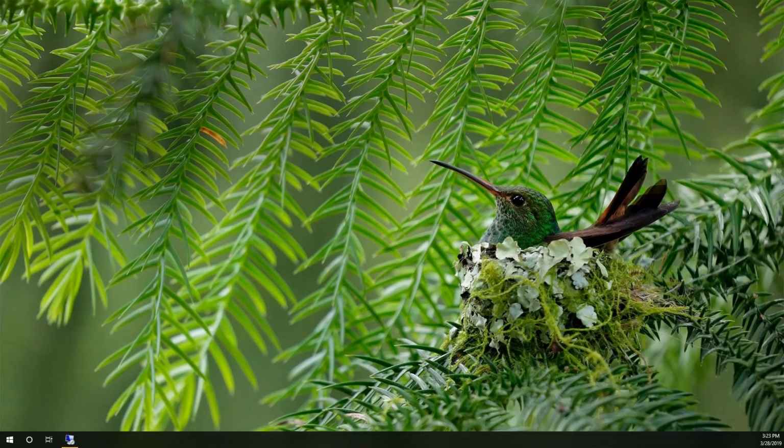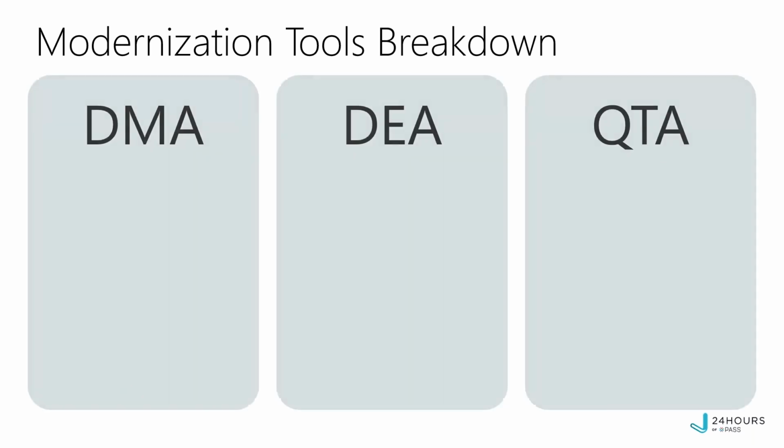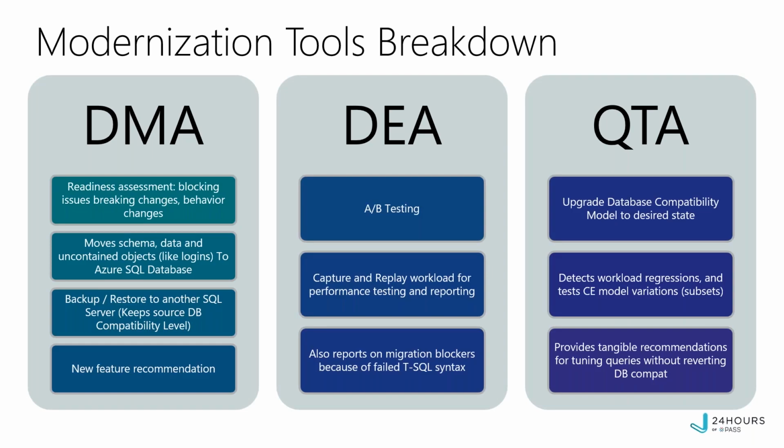So you may ask at this point, we have a number of tools already in our tool belt. You showed us DEA, you showed us DMA, and now you showed us QTA. Those are all acronyms. There are too many tools. Well, just to give you a quick breakdown of what these are. What DMA does is readiness assessment. It will uncover blocking issues, breaking changes, behavior changes, anything that you need to take care of before you upgrade, because those will prevent you from having a successful upgrade.